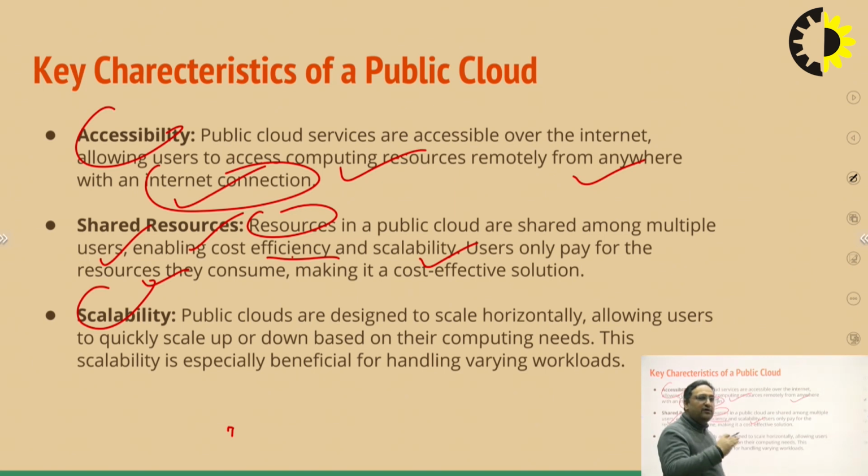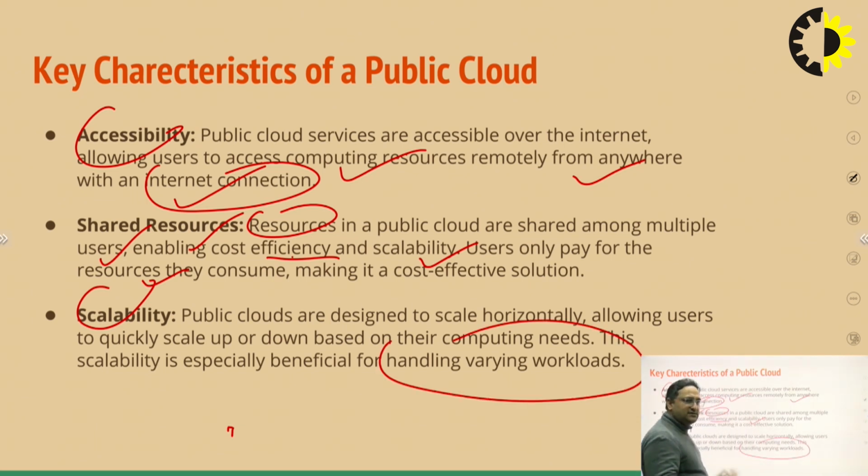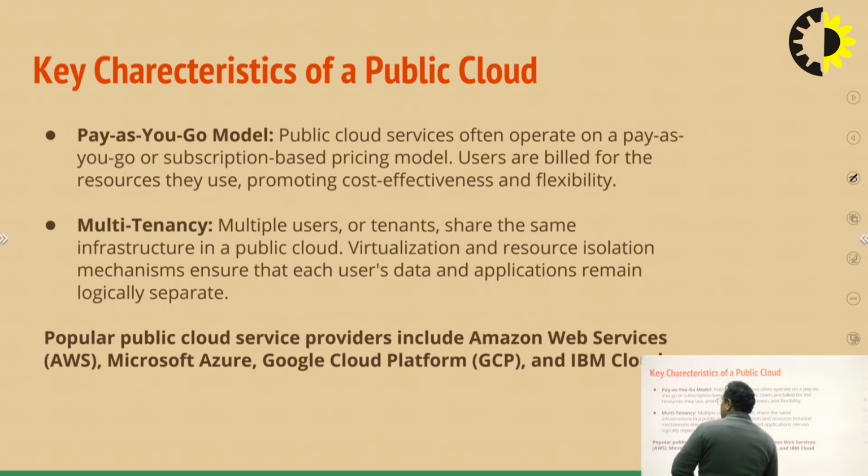At some point of time, you need fewer compute resources, so there you can scale down your computing resources. And why are we doing it? To handle a variety of workloads. As I just told you, maybe at some point of time you need multiple servers to have your computing fast, but when the workload is less, you can reduce your compute power. So this comes under scalability. Now, key characteristics of a public cloud.